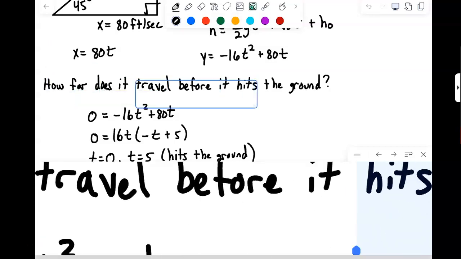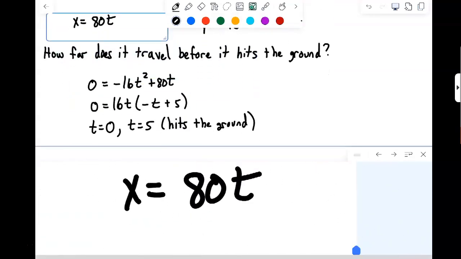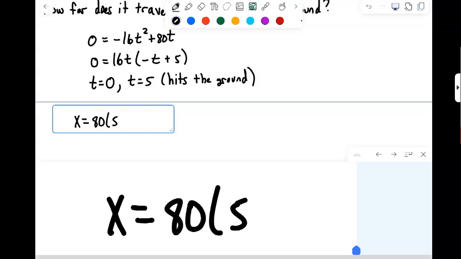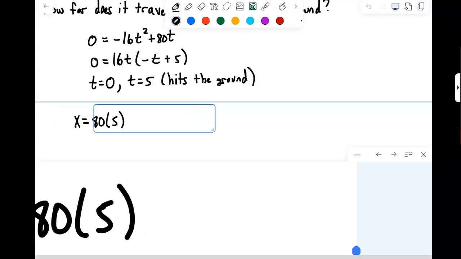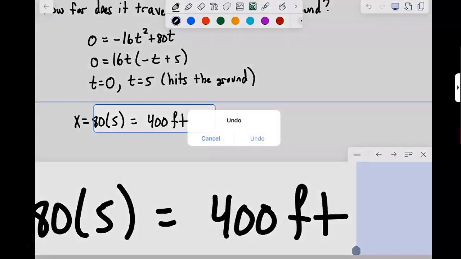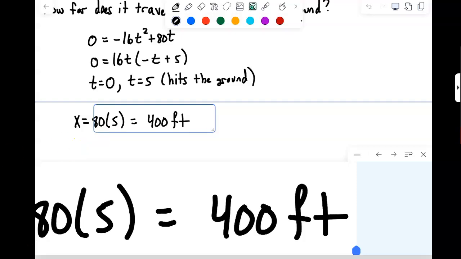How far does it travel? So along the ground, it would travel x equals 80 times 5 equals 400 feet. So it travels 400 feet before it hits the ground.